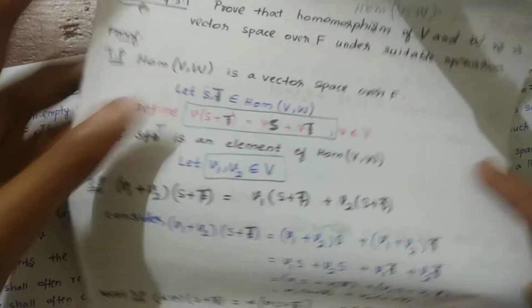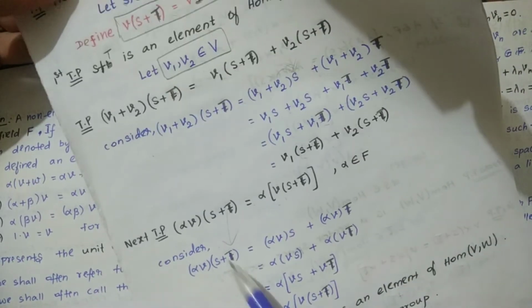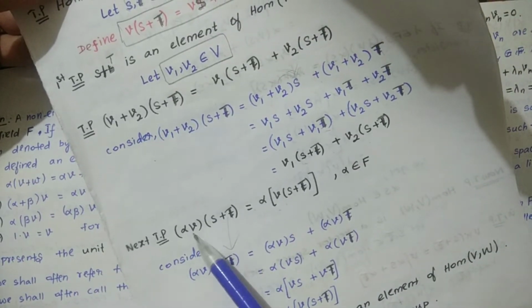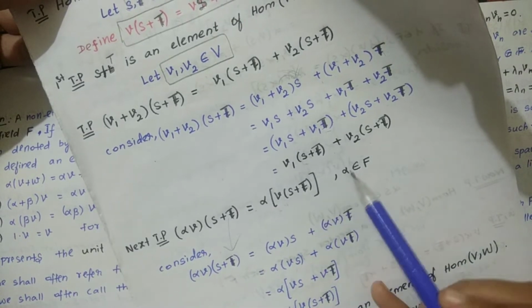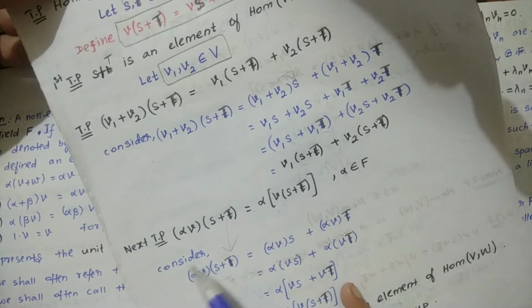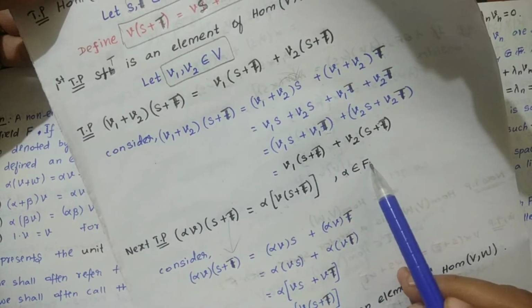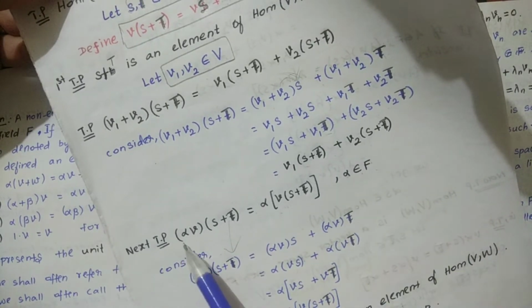And the second condition for homomorphism is, next, to prove alpha V of S plus T is equal to alpha into V of S plus T. Here alpha belongs to F, right? So this is what you are going to prove.